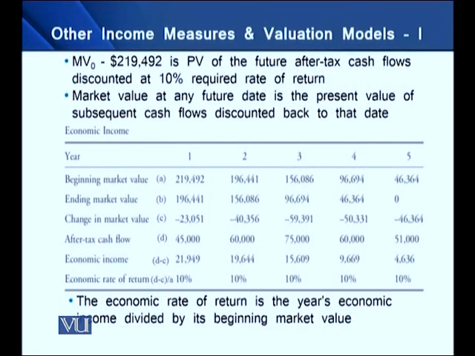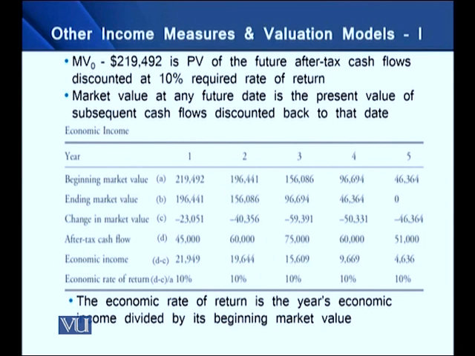Now on the screen, you can see the difference between accounting income and economic income, and how economic income is determined. As we know, we have earlier the market value of our project at time zero, which was 219,492, and that is basically the present value of all of the future cash flows which were discounted at the 10% required rate of return in our earlier example. Market value at any future date is basically the present value of the following cash flows discounted back to that date.